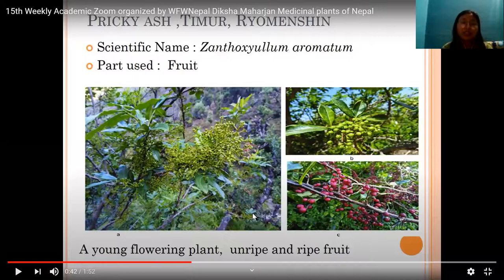So the third medicinal plant is prickly ash, which is its English name. Timur is its Nepali name, and I will mention its Japanese name. Scientifically it is Zanthoxylum, and the part used for its medicinal value is the fruit. This is a young plant with flowers, and picture B is of an unripe fruit, and when it is ripe, it looks like red berries in the third picture. Ma'am, can you go to the next slide?